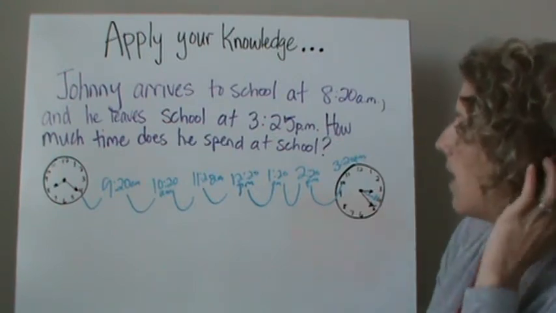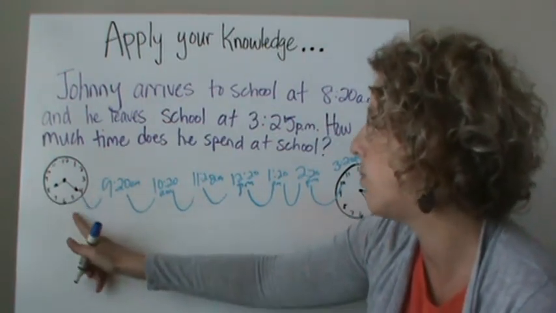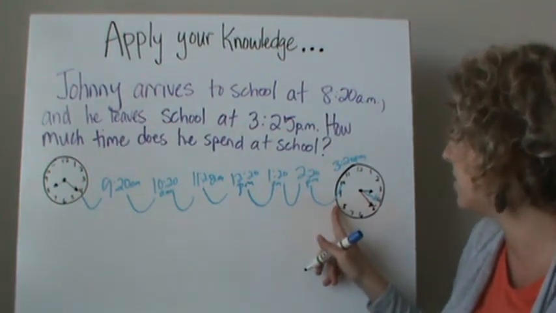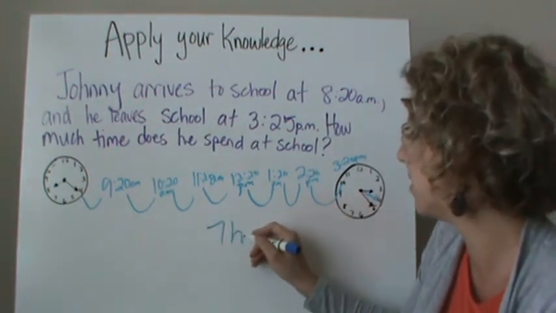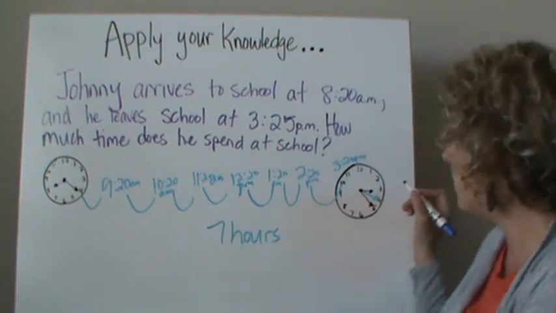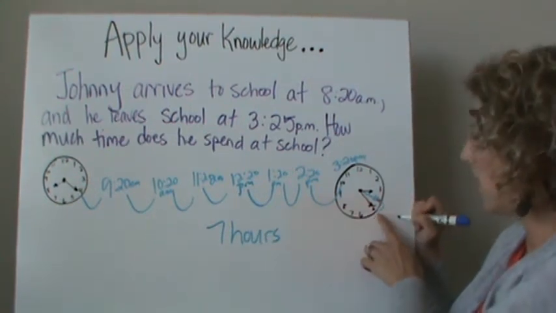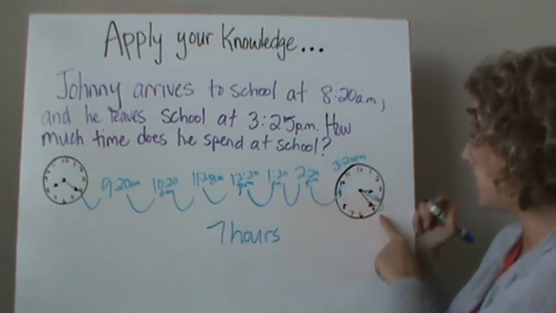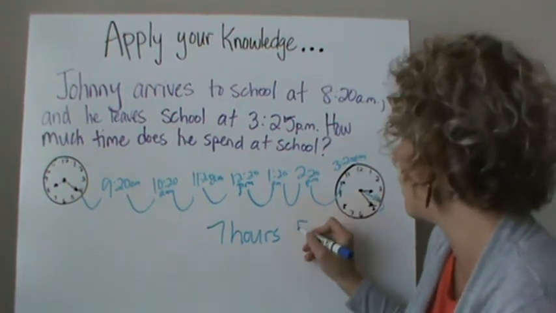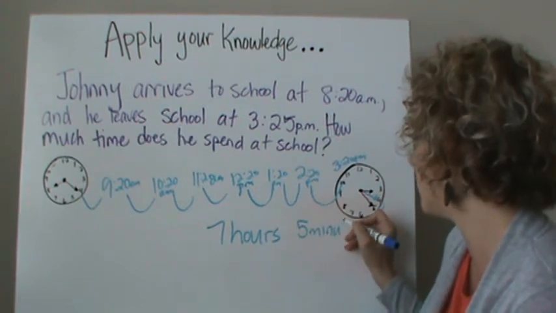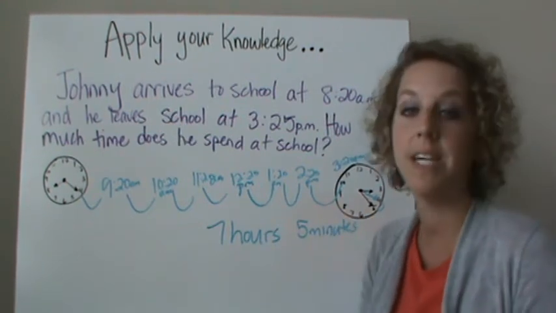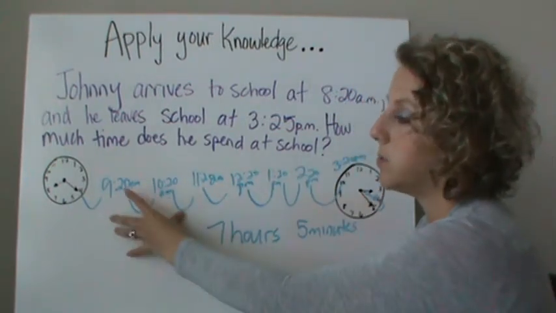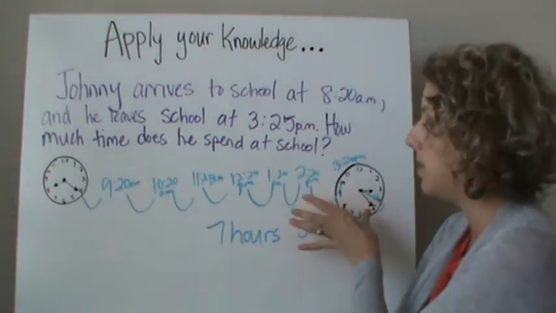So let's figure out the hours from 8:20: 1, 2, 3, 4, 5, 6, 7 hours. And then we still have this little section here to figure out, from 3:20 to 3:25 is, of course, 5 minutes. So not only did the minutes change, but it also switched over from AM to PM.